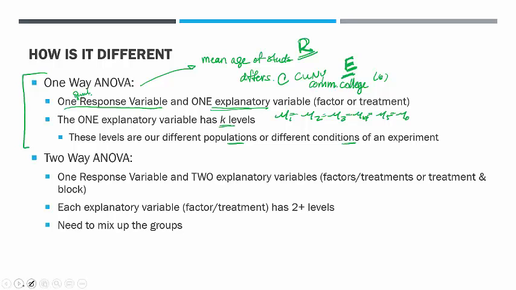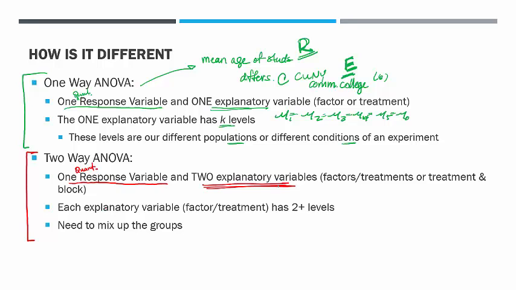So how is two-way ANOVA different? In two-way ANOVA, in the end, we're still going to be looking at comparing 3 or more means. We still have one specifically quantitative response variable, but in situations where we require two-way ANOVA, it's because we have 2 explanatory variables or factors and treatments, or oftentimes with experimental design, in experiments, one is referred to as the treatment and the other one is referred to as the block.